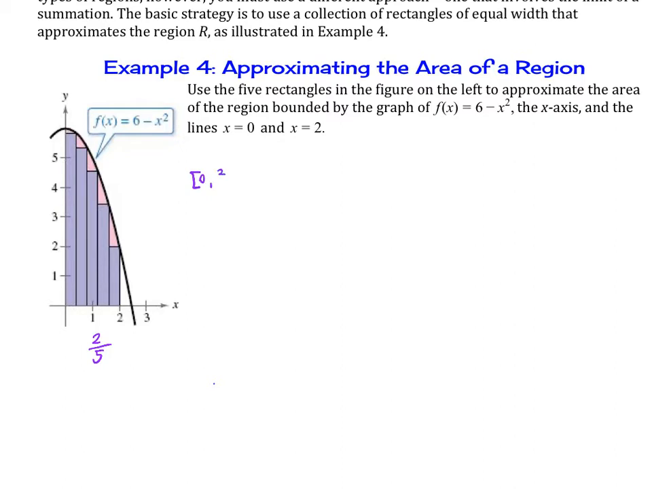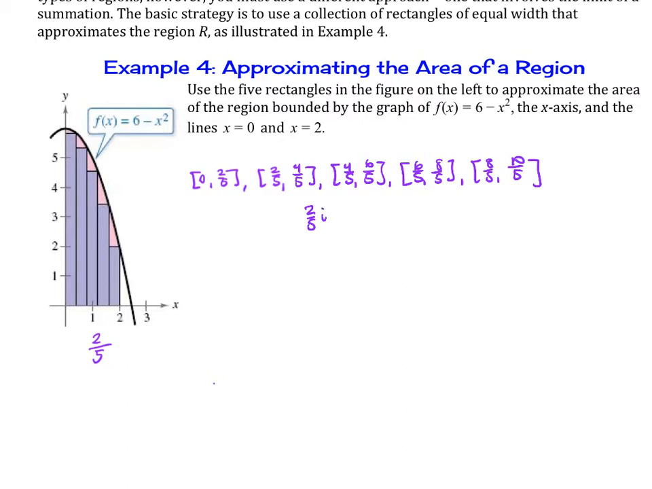So it would go from 0 to 2/5. That would be from 2/5 to another 2/5, which is 4/5. And then from 4/5 it would go to 6/5, right? You add another 2/5, and then another 2/5, that would go to 8/5. And then it would be 8/5 to 10/5, or 2. So the right endpoint of each interval is 2/5 times i, with i being interval 1, interval 2, interval 3, interval 4, and interval 5.